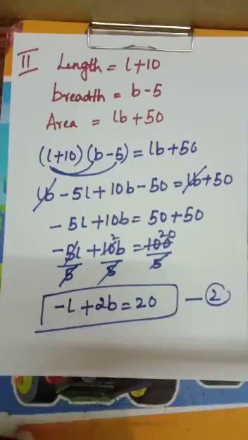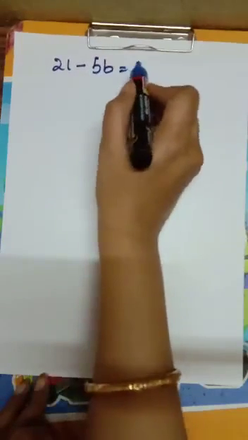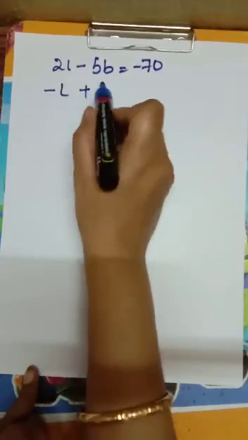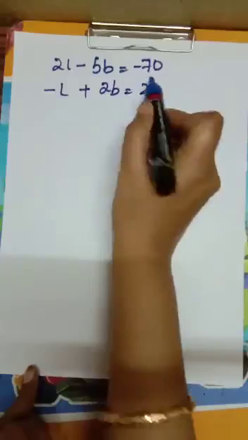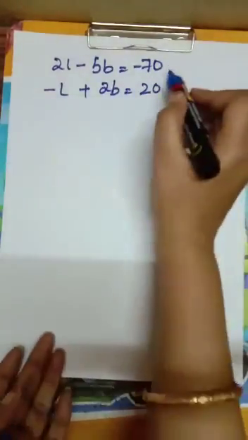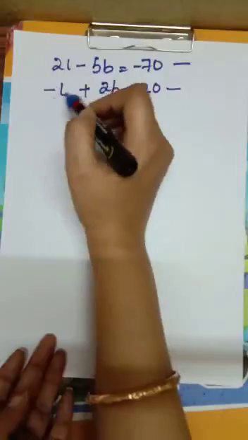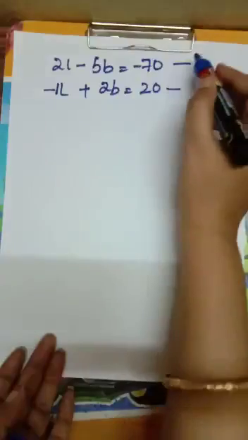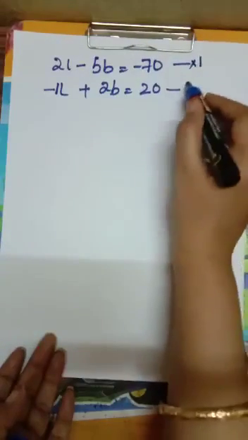Now what we have to do? Solve equations 1 and 2 to get the value of length and breadth. What was equation 1? 2L minus 5B is equal to minus 70, and equation 2 is minus L plus 2B is equal to 20. Now we solve 1 and 2. How to do it, you know: we have to equalize the L coefficients. To equalize, we multiply the lower equation by the upper term and the upper equation by the lower term.